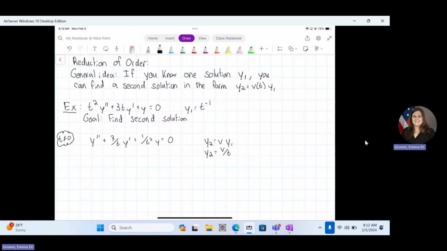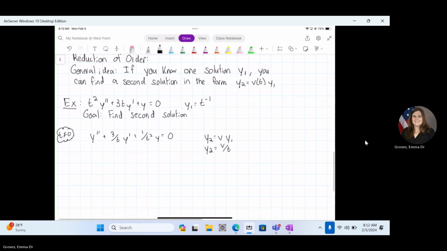What does it mean to be a solution to the differential equation? Sometimes students struggle with that. What it means to be a solution is if I take all my derivatives and substitute them into the equation, I should get a true statement. So in this case, if I substituted in and simplified everything, I should get 0, right? That's what it means to be a solution. So let's go ahead and take some derivatives.